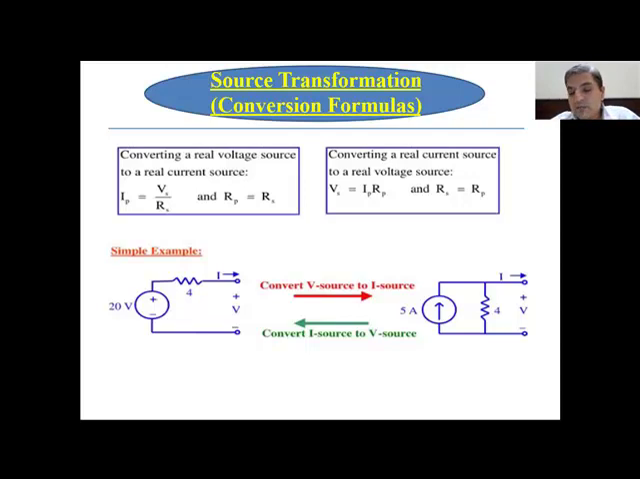You can see in the diagram, a 5 ampere current source is there, and Rp is equal to Rs. This series resistance will be equal to the parallel resistance with the current source. So the same resistance that was in series with the voltage source will now be connected in parallel with the current source. What we have done is get the current value by dividing the voltage source by the series resistance, and the same resistance is connected in parallel with the current source. In that case, we can convert this voltage source into the current source.